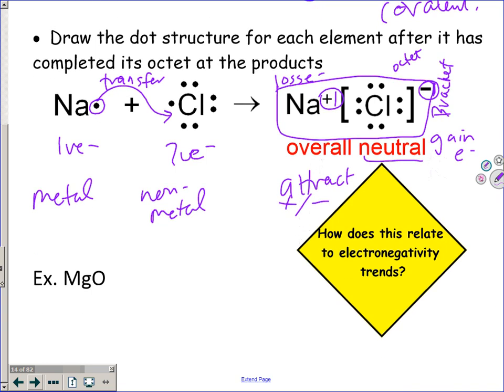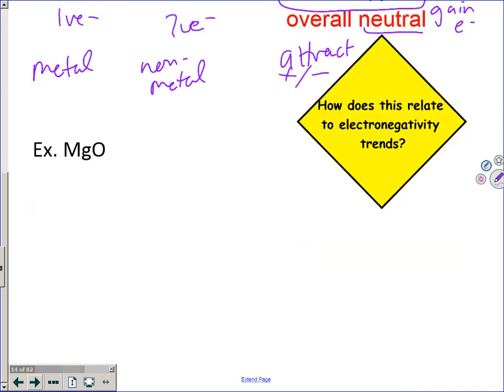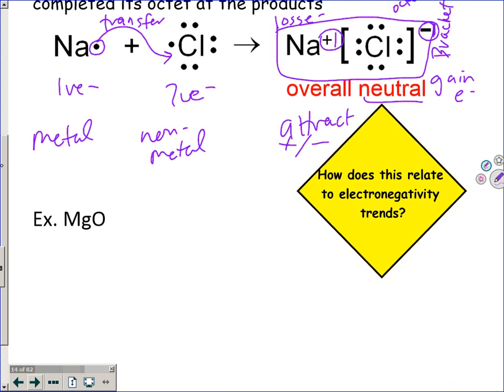All right, so I want you to use this idea, and I want you guys to draw one for the formation of magnesium oxide. Same story, symbols, dots, show your process, give me your final.